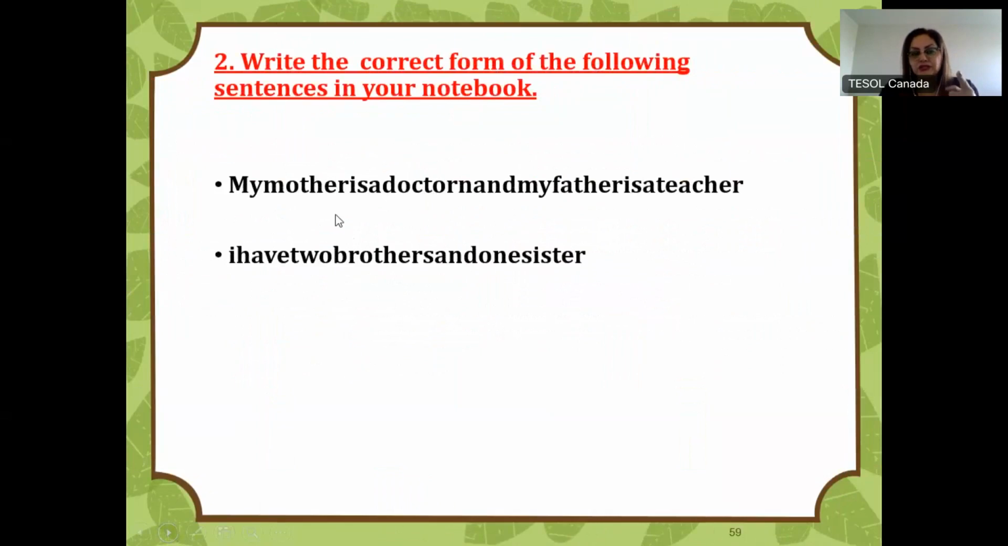So here, actually, they practice. They need to put space between words. So my space mother space is a space doctor space and space my space father space is space a teacher, full stop. So there's some space between words. You can sometimes just make it more fun. There was a cartoon, Spaceman. Do you remember? There was a cartoon, Spaceman.